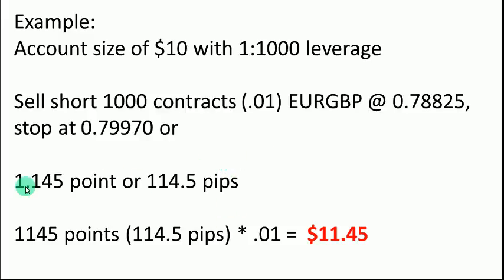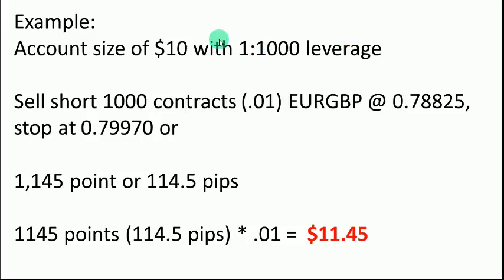If you multiply 1145 times 0.01, you will get the dollar value of your trade risk, or your stop loss, which is $11.45. There is already a problem with this trade, although there's no problem with leverage. Let's say this is your account size, $10, and you leverage that with 1:1000 leverage.